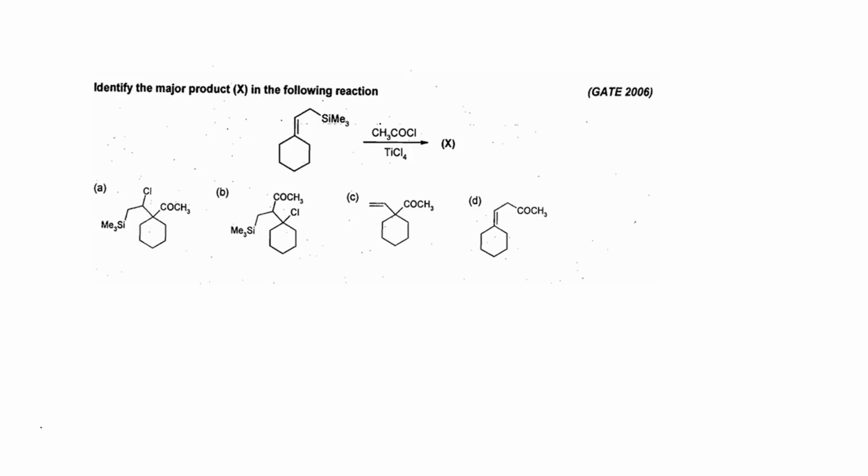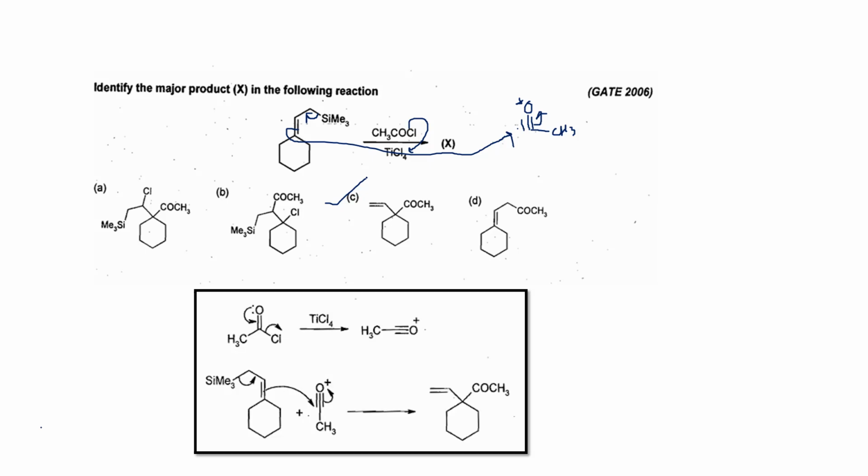So first, in the presence of TiCl4, which can act as a Lewis acid, this Cl minus will add, then it will form this carbocationic species, where this SiMe3 goes here and attacks from this center. So the correct option is option C.